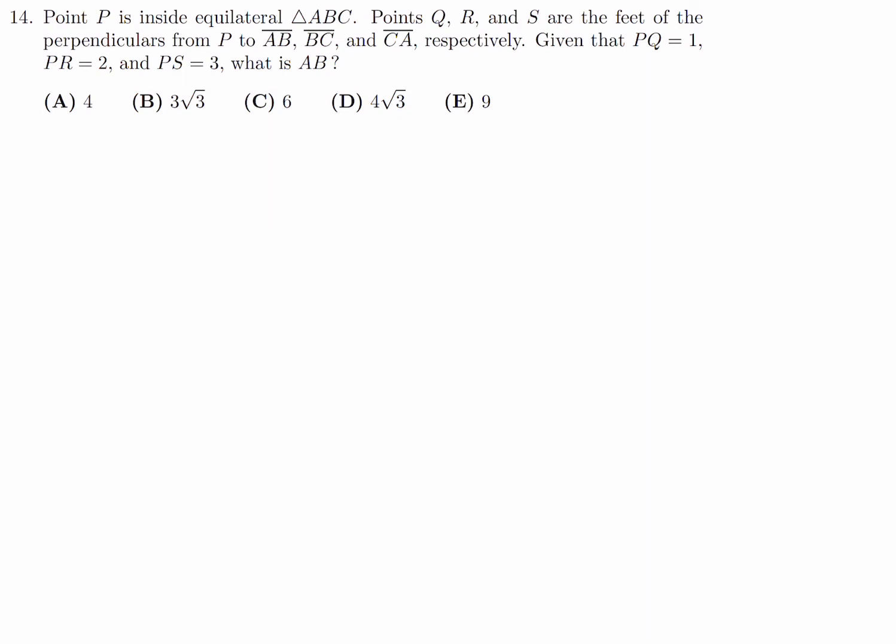Point P is inside equilateral triangle ABC. Points Q, R, S are the feet of the perpendiculars from P to AB, BC, and CA respectively. Given that PQ is 1 and PR is 2 and PS is 3, what is AB?